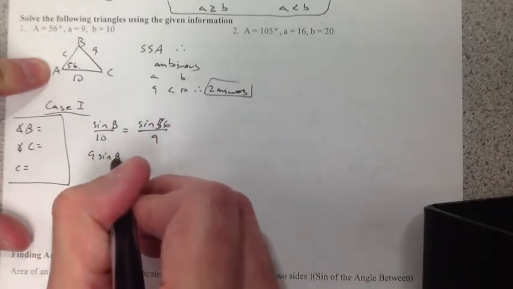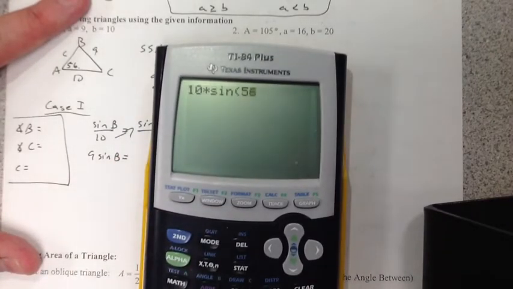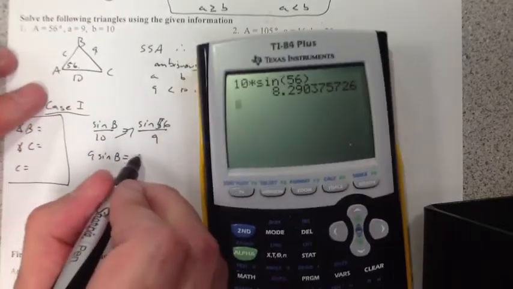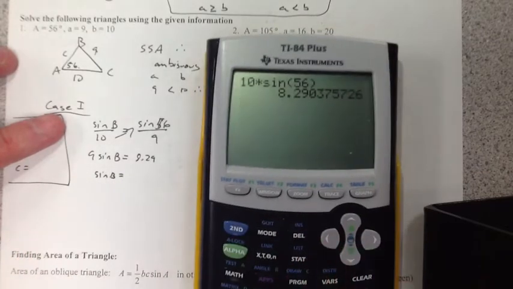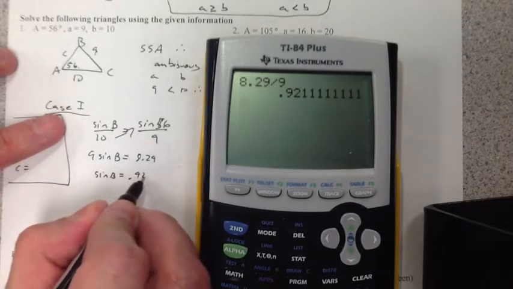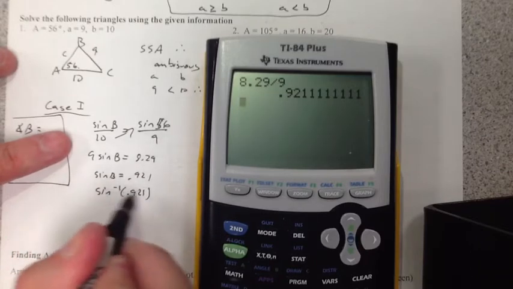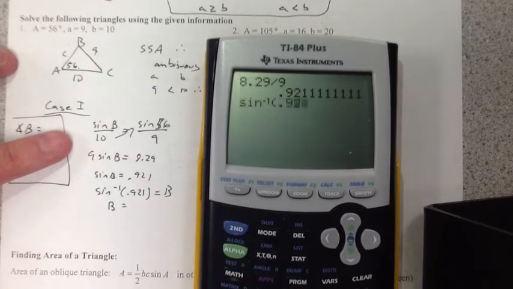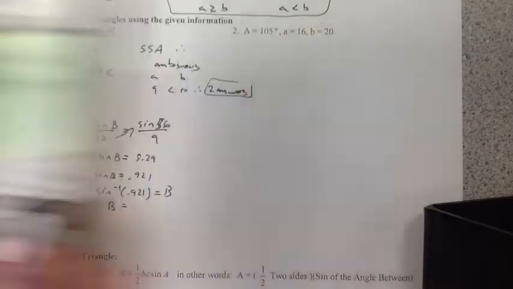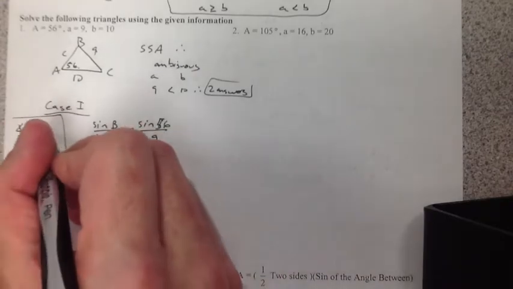9 sine of B equals, and if I cross multiply here, what is 10 times the sine of 56? I get 8.29. Therefore, the sine of B is going to be, divide that by 9. Well, let me just use what I'm using. 8.29 divided by 9, I get 0.921. Use inverses. So angle B, take the inverse sine of 0.921, and I get about 67 degrees. Let's round to the nearest whole degree. 67 degrees. So there's angle B, 67 degrees.